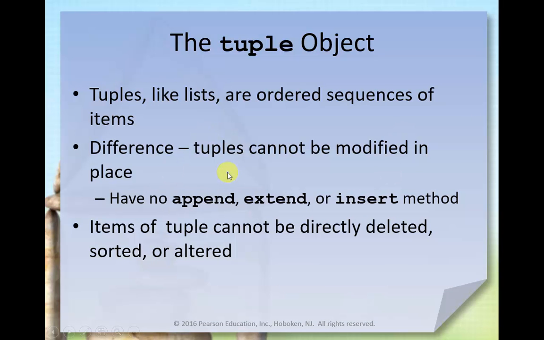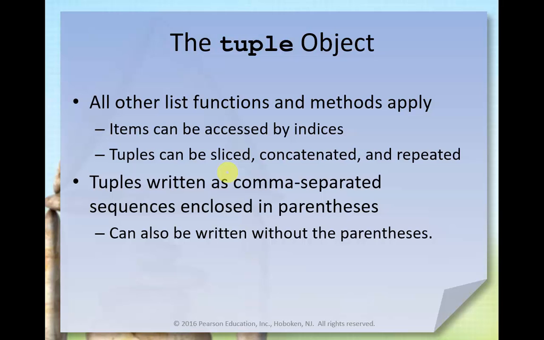Okay, new word, something called a tuple. This is a little bit different concept. A tuple is like a list in that it is an ordered sequence of items, but there's a distinct difference here in that a tuple cannot be modified in place. So there's no way to append or extend or insert data into it. So you cannot directly manipulate these things. And this introduces another word that we'll get to momentarily here.